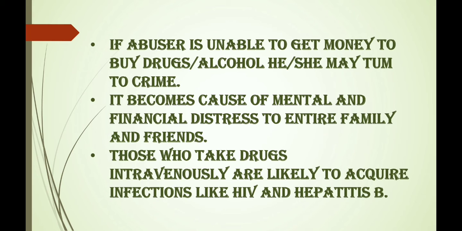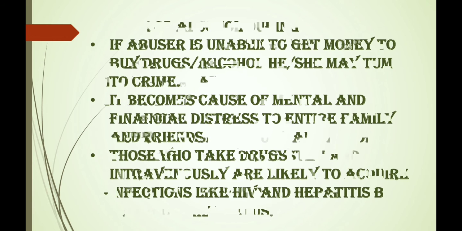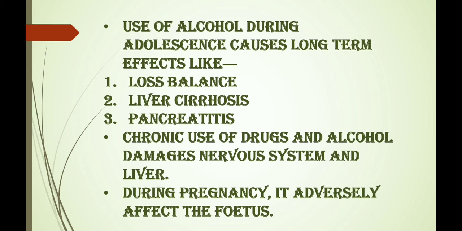If abuser is unable to get money to buy drugs or alcohol, he or she may turn to crime. It becomes cause of mental and financial distress to entire family and friends. Those who take drugs intravenously are likely to acquire infections like HIV and hepatitis B. Use of alcohol during adolescence causes long-term effects like lost balance, liver cirrhosis, pancreatitis. Chronic use of drugs and alcohol damages nervous system and liver. During pregnancy, it adversely affects the fetus.